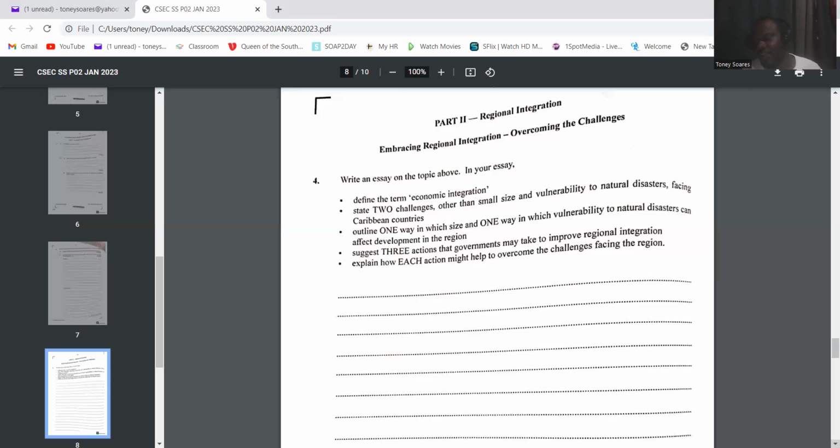All right, improving regional integration. What do you think can be done to actually improve regional integration? You think and tell. What do you think can actually be done to improve regional integration?